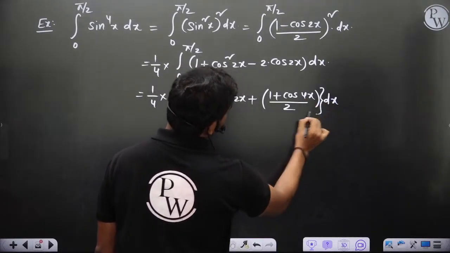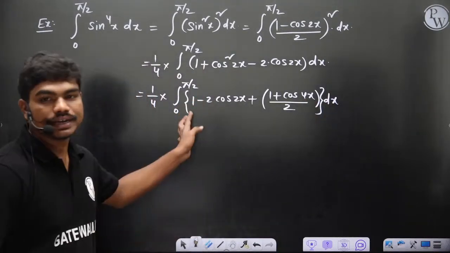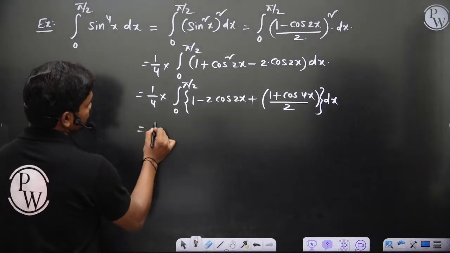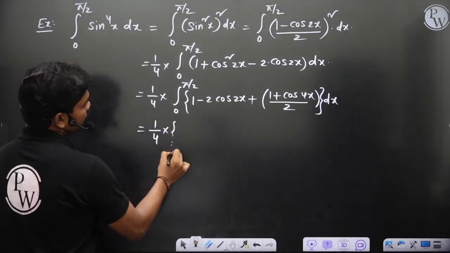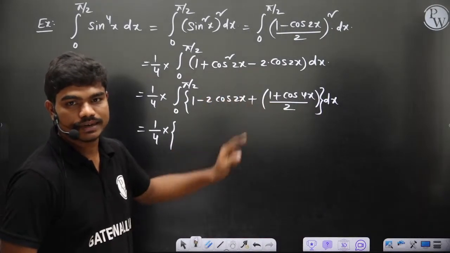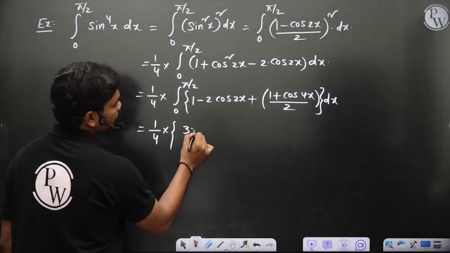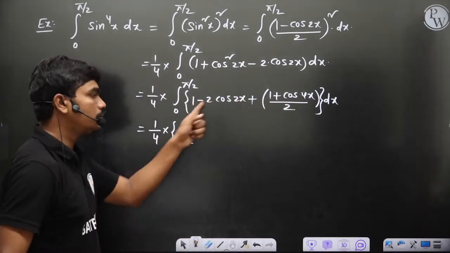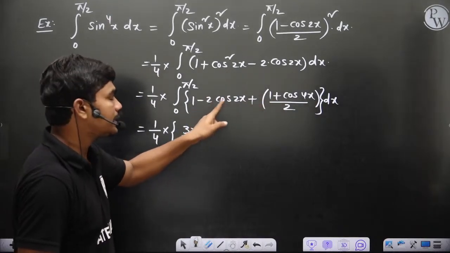Okay, so this completes the function dx. If you integrate now as usual, let's see, 1 by 4 into, now this is 1 and this is 1 by 2, so total 3 by 2. So integration of 3 by 2 gives you 3x by 2, of course.